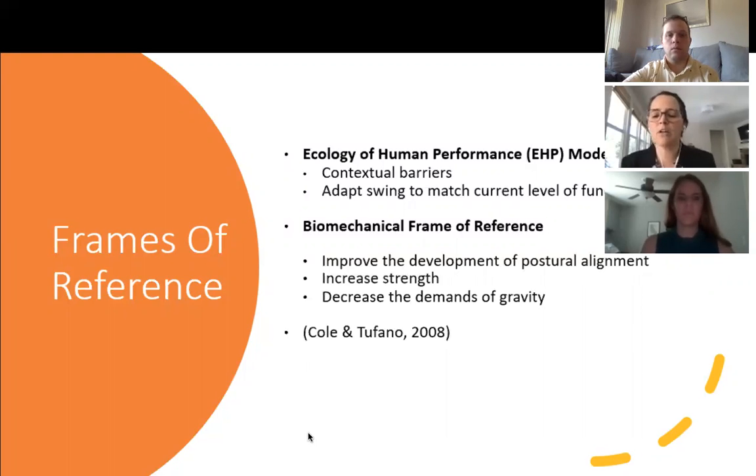With the biomechanical frame of reference, it really helped us consider the gravitational demands of physics on the body. Its focus is on remediation and increasing strength and range of motion and endurance. So by decreasing gravitational demands and establishing proper body alignment with the swing, we hope that she's able to strengthen her truncal muscles while engaged in a neutral pelvic tilt to support her postural alignment.